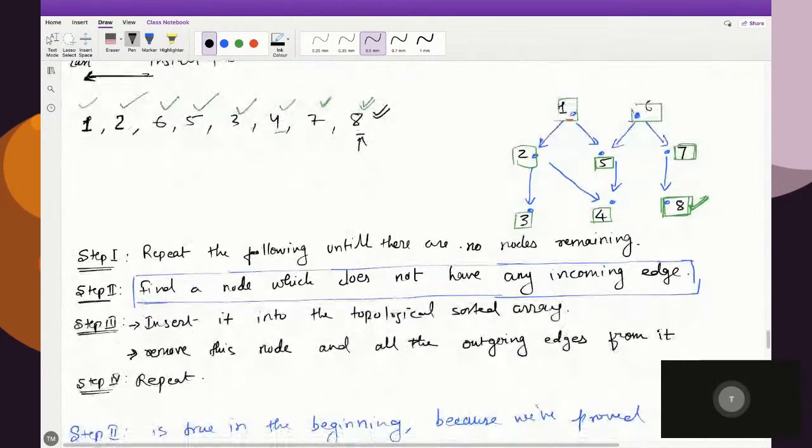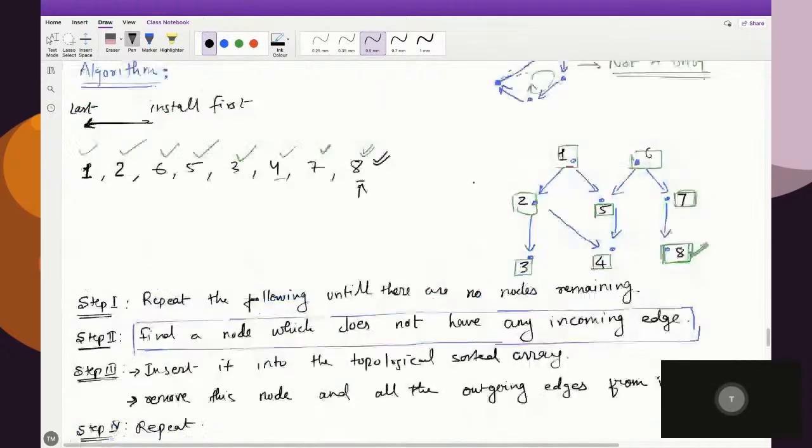And once we proved that, we also proved that even if you remove some vertices and edges from a DAG, then the resultant graph is still a DAG. It cannot contain a cycle. We proved all this by contradiction. So we know that, and now in this algorithm, what do we do?